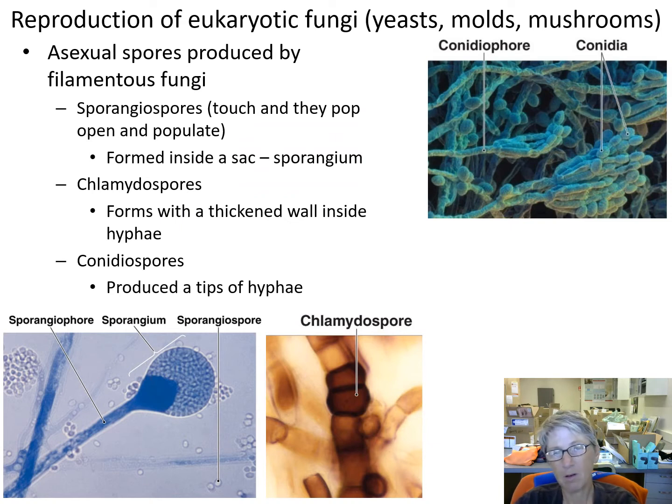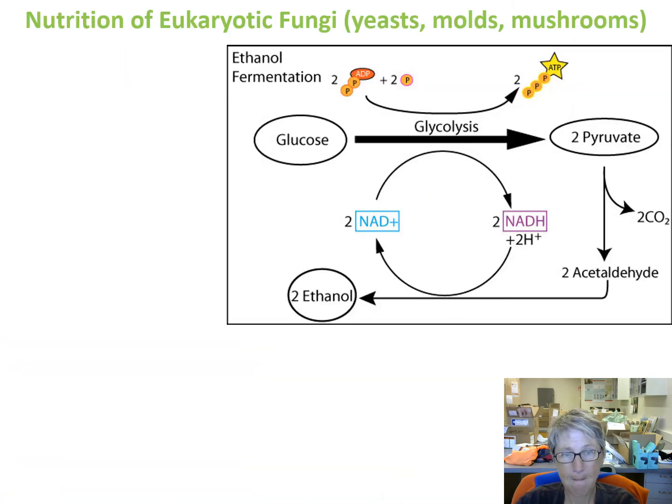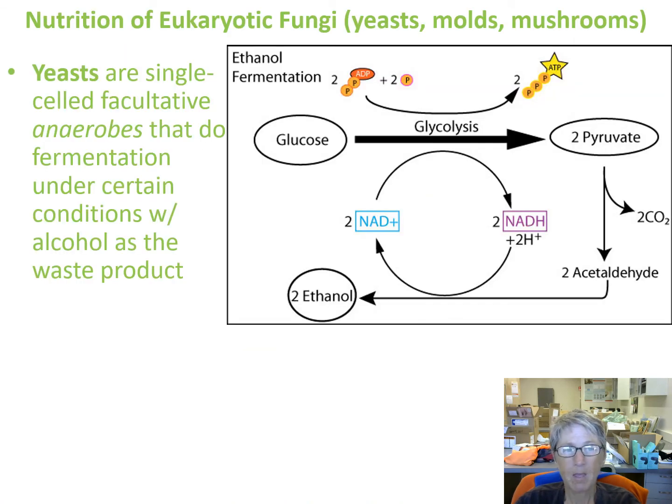We said that fungi, when they're reproducing asexually, they can form spores, and then they have these structures: sporangiospores, chlamydospores, and candidospores. And here's some photographs of those. Yeast, we said they're single cells, and they're also facultative anaerobes. So that means they can use oxygen if it's there, but they don't have to use oxygen to survive.